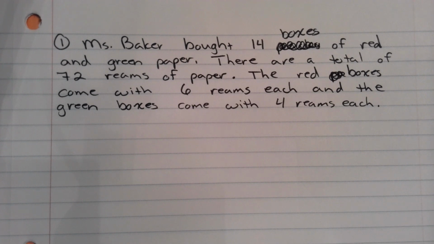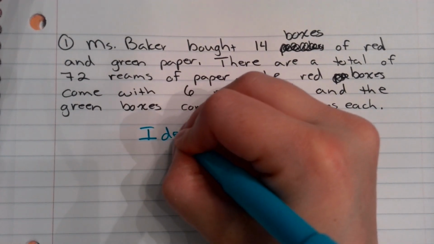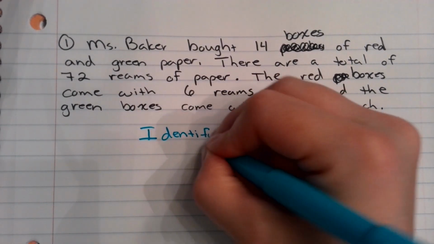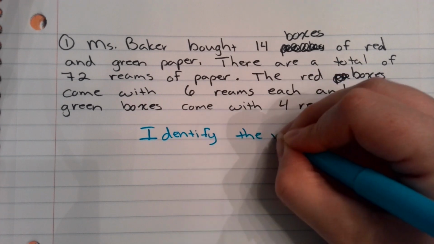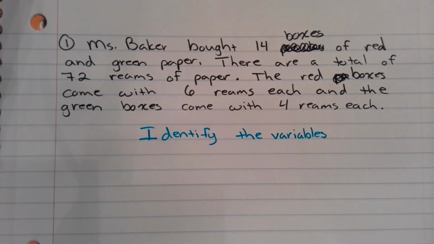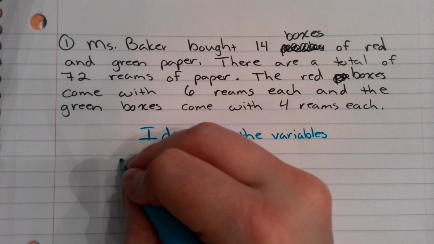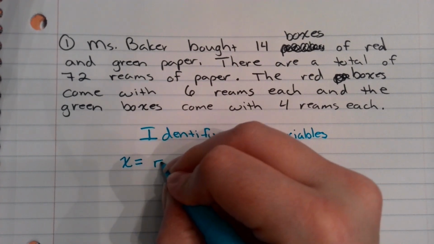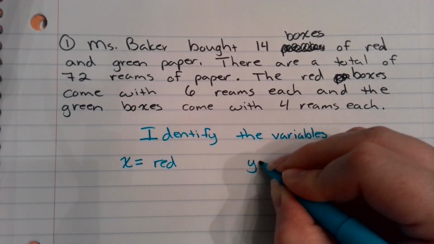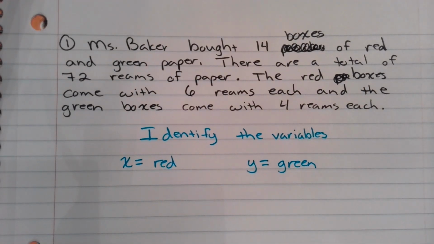So the first thing that you need to do is you need to label what your variables are going to represent. So identifying your variables. It's very important that you identify what the variables are, because if you don't identify them or label what your variables are going to represent, it could change your system around. So in this instance, I'm going to go ahead and say that my X is going to represent my red, and that my Y is going to represent my green. So X is going to be for red, Y is going to be for green.